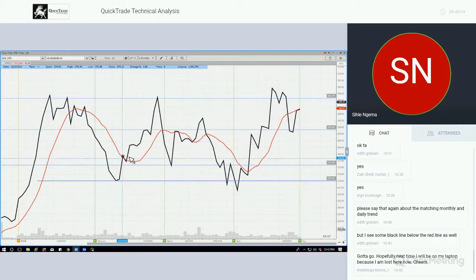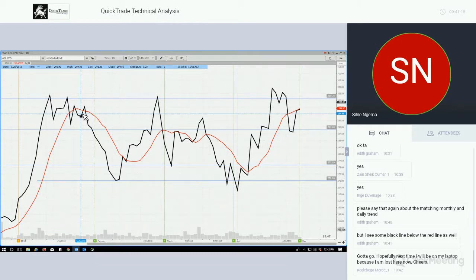Back here, the price was above your red line. It means that you should go in and buy that market. Here, the price was below the red line. It means that you must not go in and buy that market, because the daily does not agree with the monthly time frame.